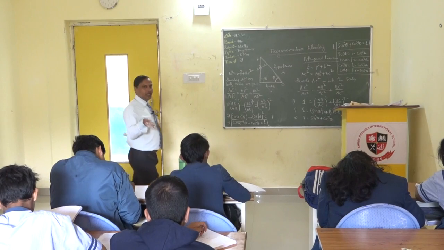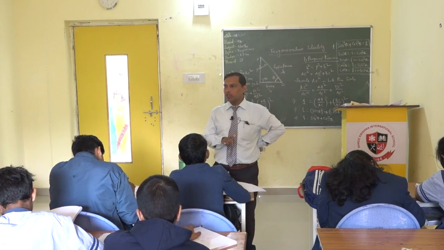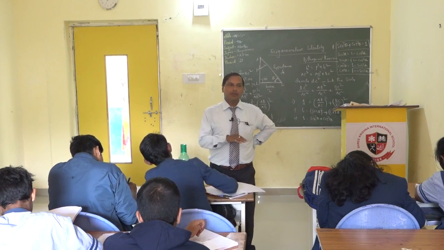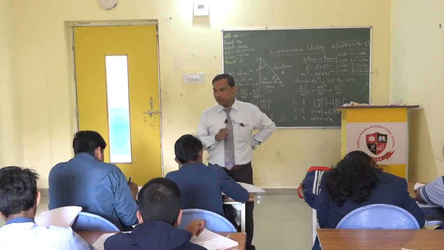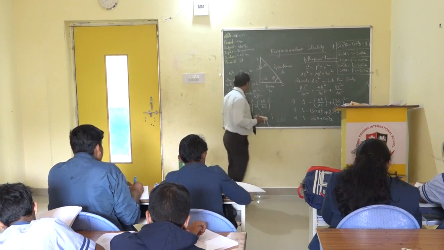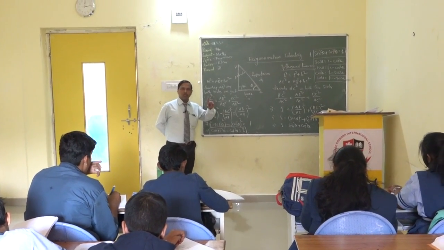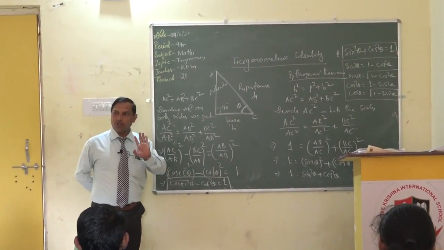So next is the base. Let us divide this equation by the base on both sides, meaning BC. Clear all of you? Go for the third one. Here also we can find out cosec square theta minus cot square theta is equal to 1, meaning cosec square theta is equal to 1 plus cot square theta.